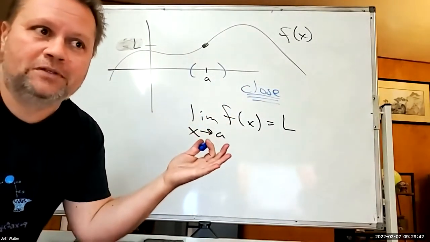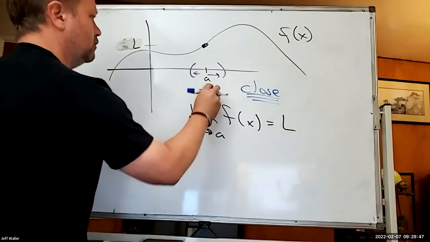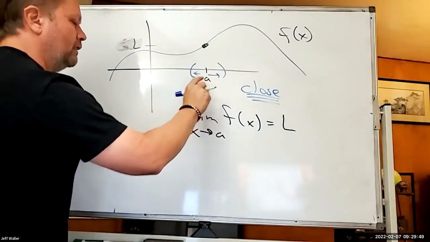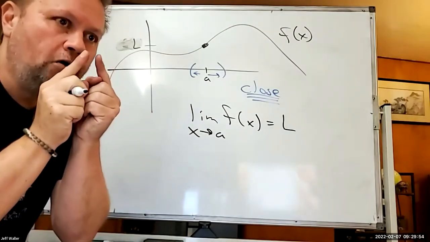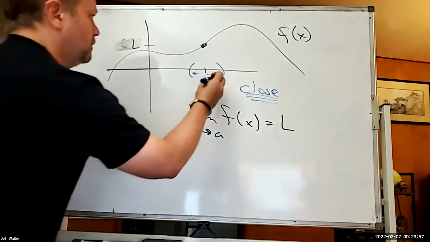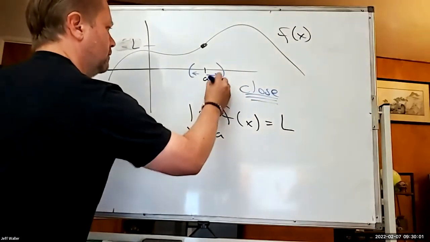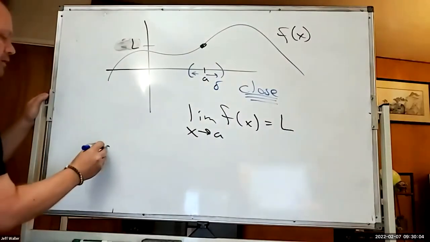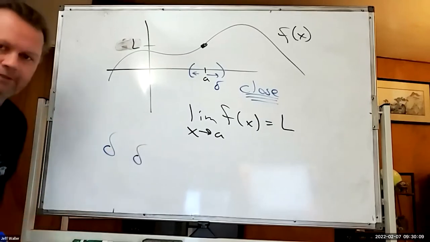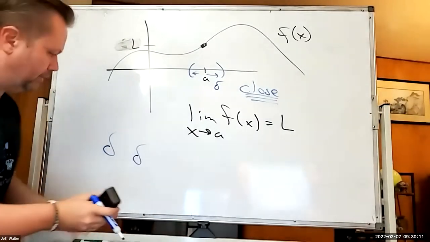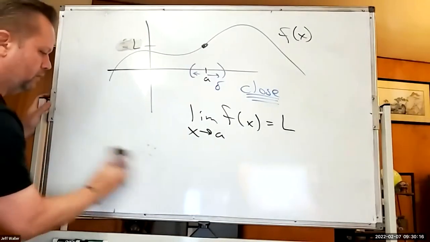What's close? I don't know. So as I get to within so much of A, the letter we use for a small distance away from A is delta. All right, let me draw it a little bit. Here's delta. Delta is like a D that's feeling fancy. It looks more like a musical note, I think. Okay, that's better.